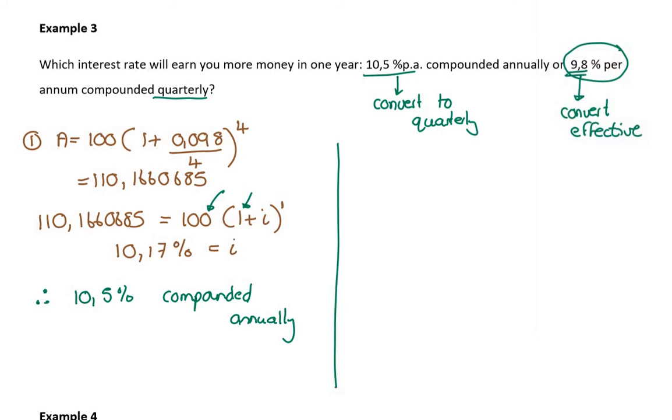Now, let's look at our second method. Our second method is saying, well, 1 plus i to the power of n has to equal 1 plus i to the power of n, the two different situations.